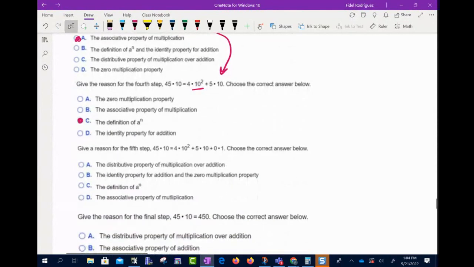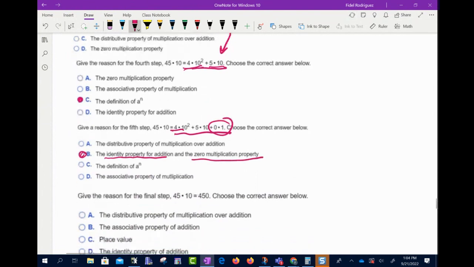All right, let's take a look here. When I look from this line here, you guys, to this line here, let me see, what did they do here? I still have the 4 times 10 squared. I still have the 5 times 10. Look what they added in. They added in the 0 times 1 business, right? So the 0 times 1 business, isn't that my identity property and my 0 multiplication property? Because that's really the only thing that changed there.